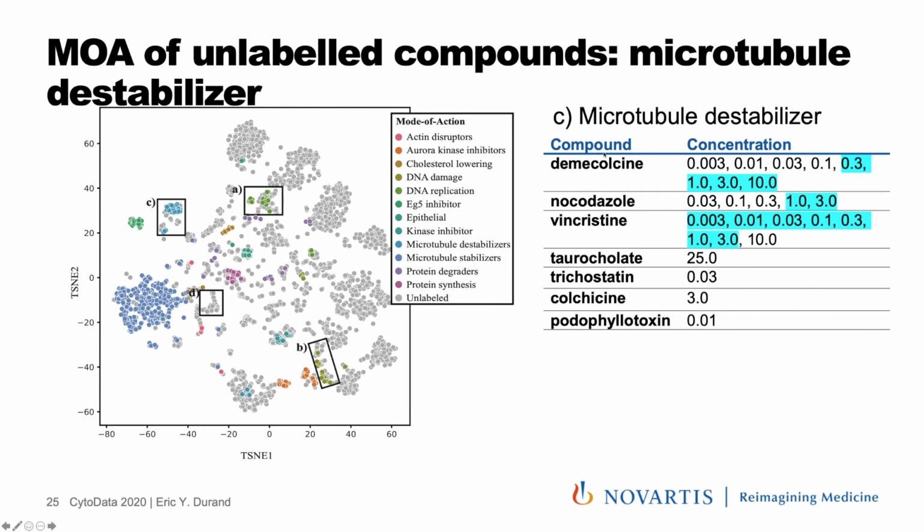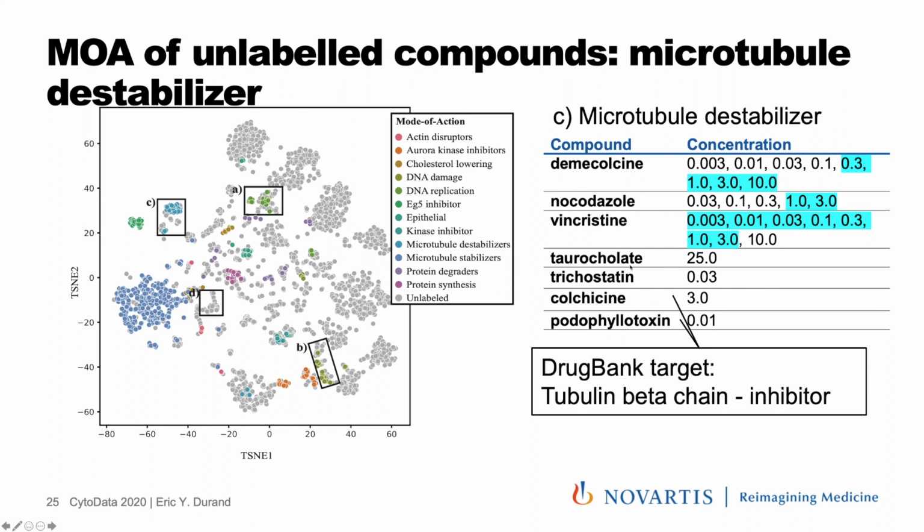Looking at cluster C, all annotated compounds in cluster C are annotated as being microtubule destabilizers, and a bunch of compounds in cluster C are not annotated. And we found 2 in DrugBank that are annotated as tubulin beta chain inhibitors. So again, fitting very closely with the mode of action of this cluster.